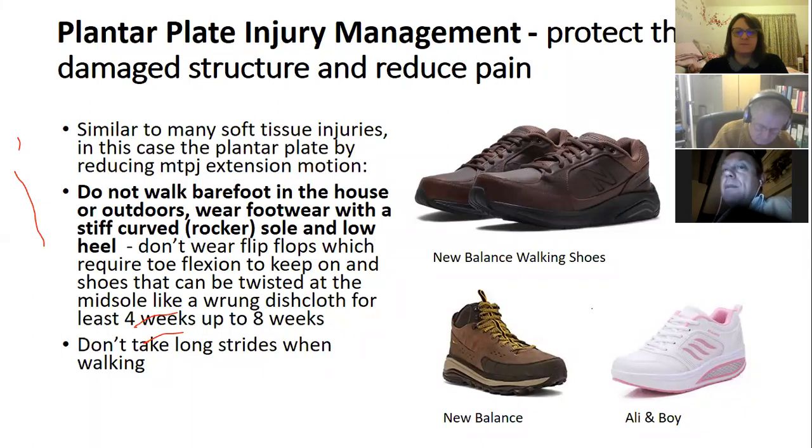The first thing we must do is we must protect that structure. Or my motto is always offload, overload. So we want to offload the tensile stress, and we want to offload the compressional stress. Okay, so offload, overload. So we want to protect that plantar plate and reduce the pain for your patient who's hurting.